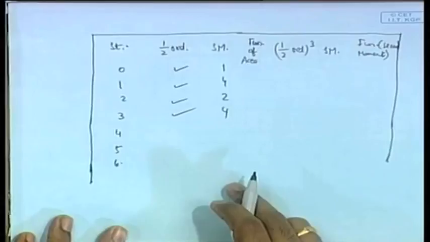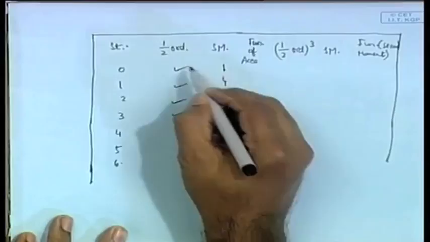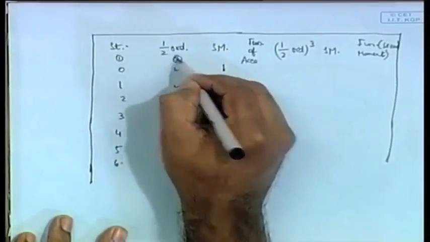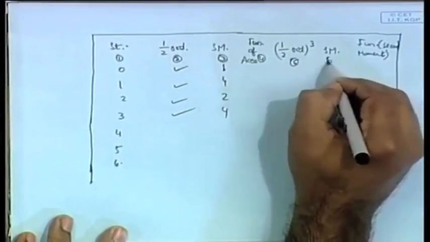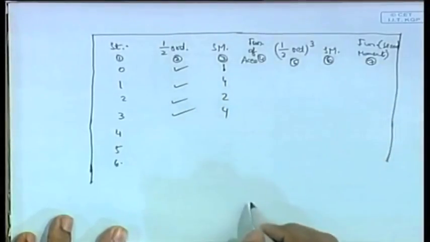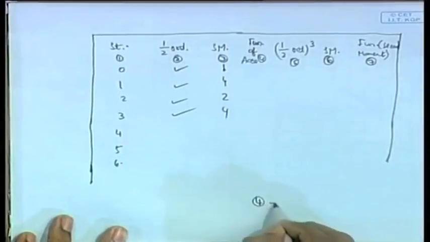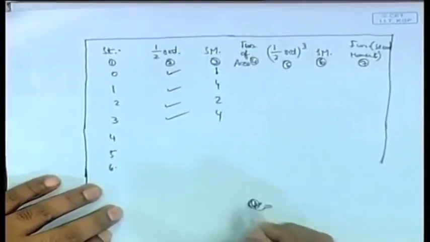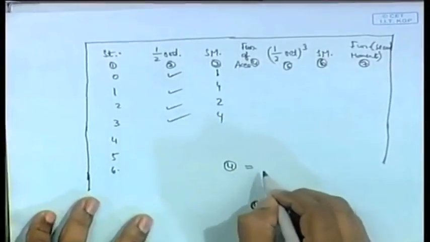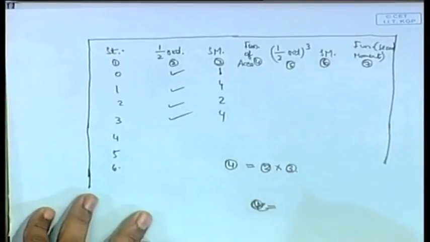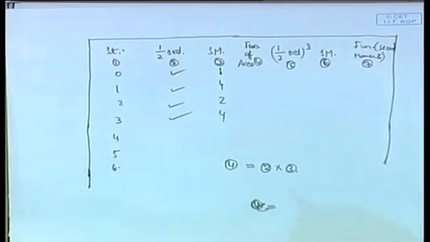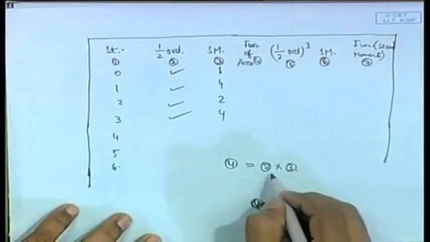Now, what is the function of area? The function of area will be just this into this. I will write it if you want: 1, 2, 3, 4, this is 5, 6 and 7. Now, the fourth column of the table will be the second column of the table into the third column of the table. We have explained this too many times, so I will leave it. So, 4 is equal to 2 into 3.